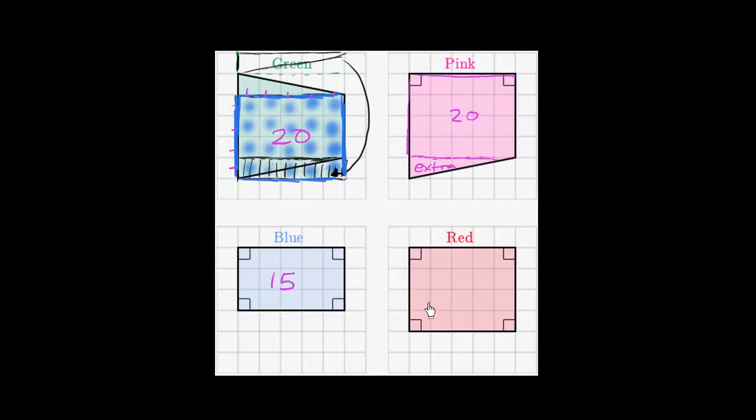Now the red one is interesting. It is 1, 2, 3, 4 high and 1, 2, 3, 4, 5 long or 5 wide. 4 times 5 is 20 squares, and you can validate that. And so the red rectangle has the same area as our original green trapezoid.